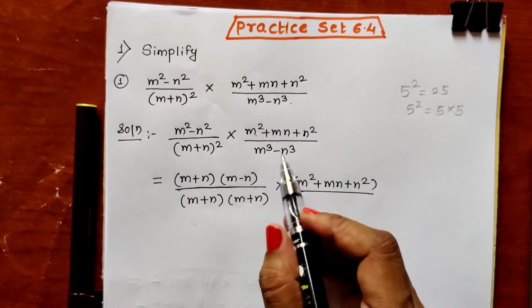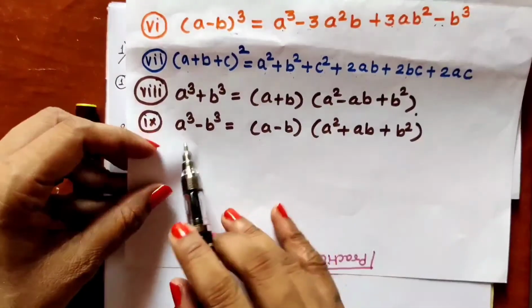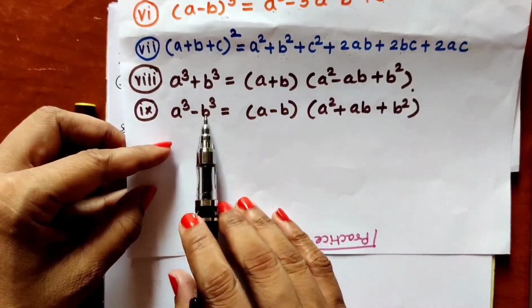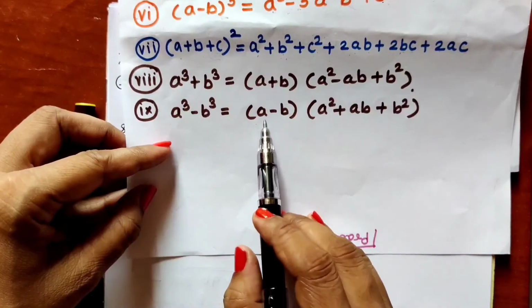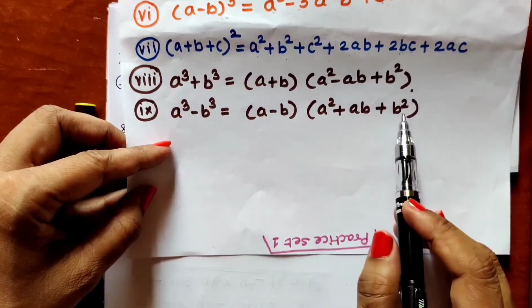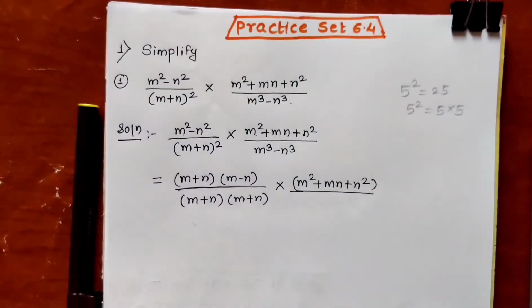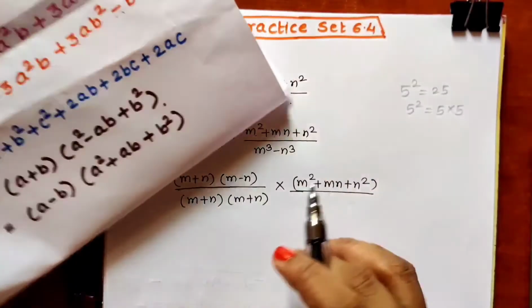Now let us see m cube minus n cube. Which formula can we apply? We can apply this formula which we have learned in this lesson. A cube minus b cube is equal to a minus b in the first bracket, a square plus ab plus b square in the second bracket. So this formula for m cube minus n cube.